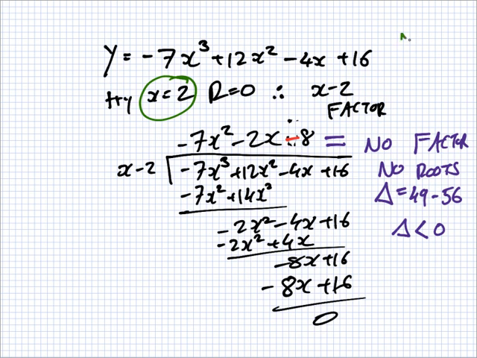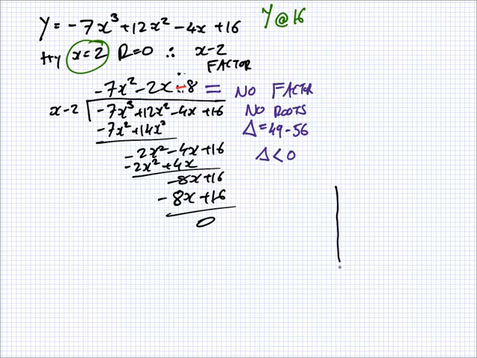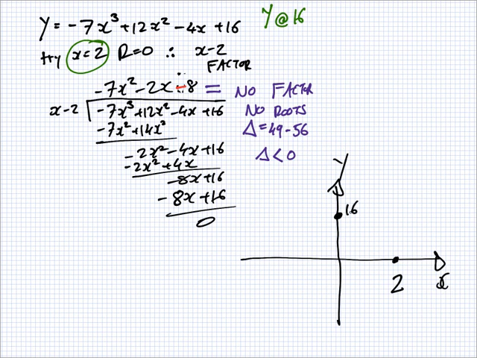And what's the y-intercept? 16. Y at 16. Okay. So how on earth will that graph look? Let's try. 2 and 16. Now, just be careful. This one is a negative, so it's down, up, down. Yeah. Now, we actually have a bit of a problem.